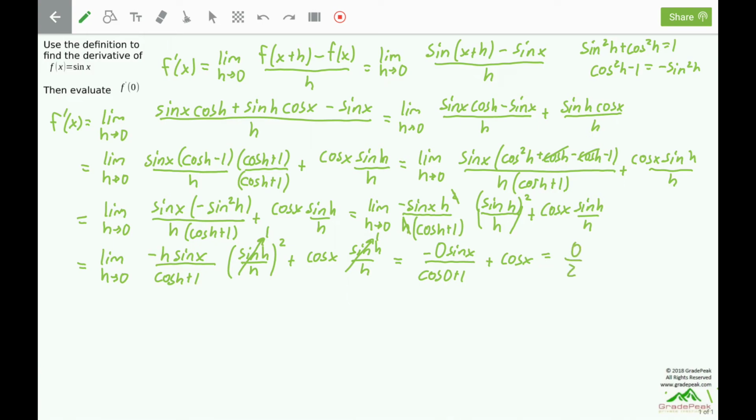Cosine of 0 is a 1. 1 plus 1 is a 2. And 0 divided by any number that's non-zero is 0, so we have a 0 plus a cosine of x, and so overall we're getting a cosine of x. That's why the derivative of sine x is the cosine of x. The other thing we need to do is plug in a 0, f prime of 0, which will be the cosine of 0. Cosine of 0 is a 1.